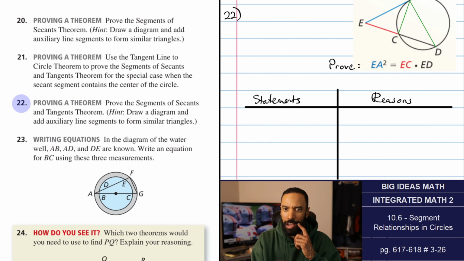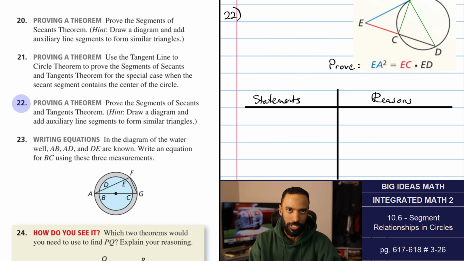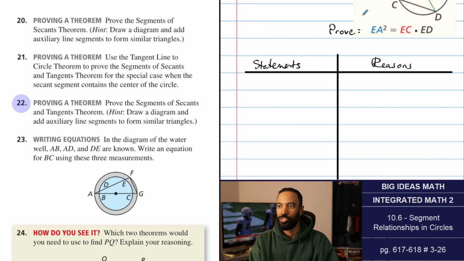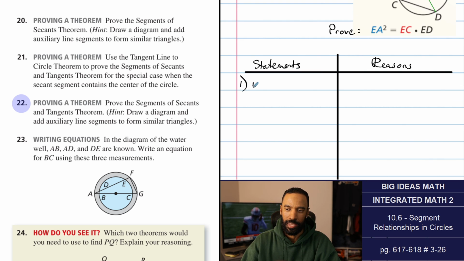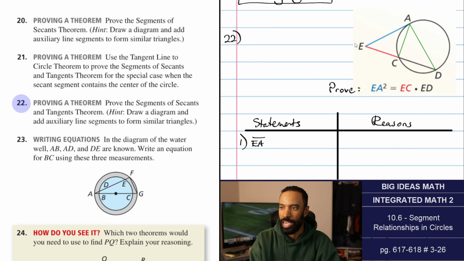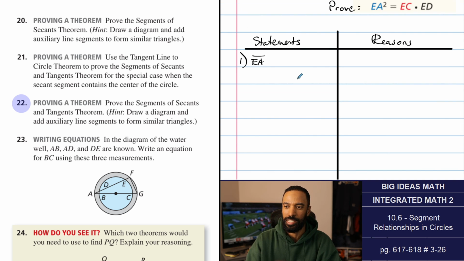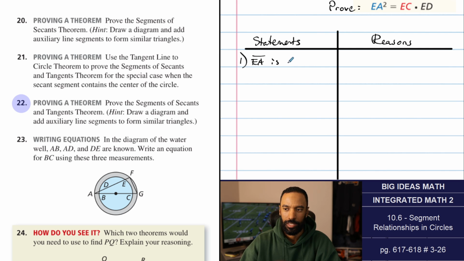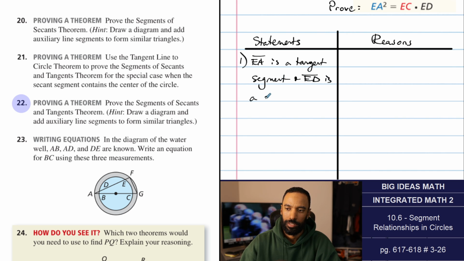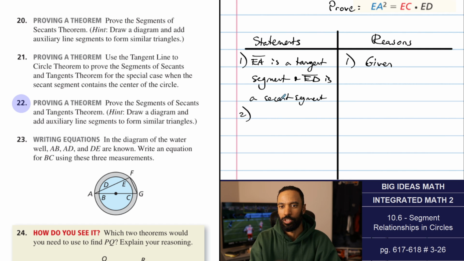The way that I would start it off is say EA is a tangent, ED is a secant, and then go off of that. So that kind of shows that they're both meeting at E. EA, that was EA, right? Yes, EA is a tangent and ED is a secant. Tangent segment. That's given. Okay. I feel like I need more room on the statement side, but that's okay. Sometimes the other things will be a little bit larger.